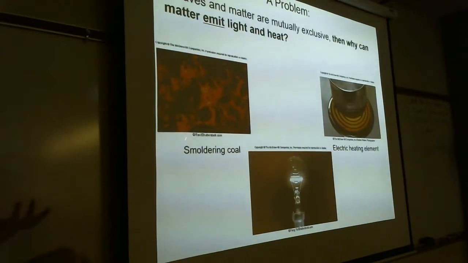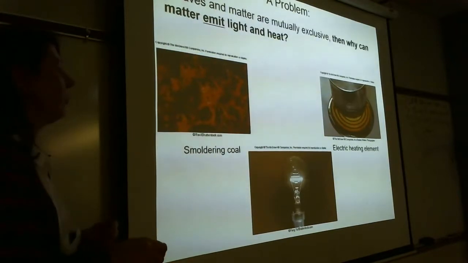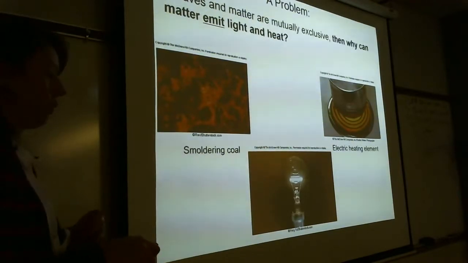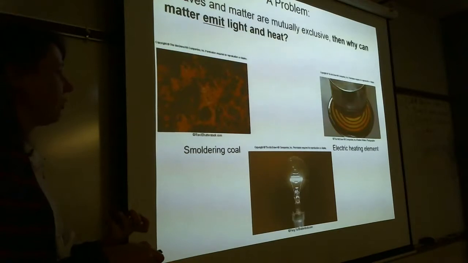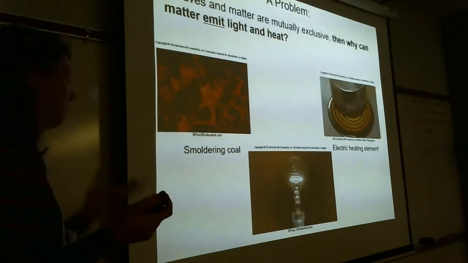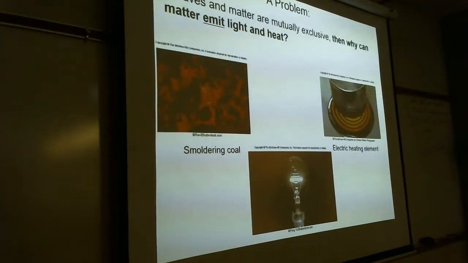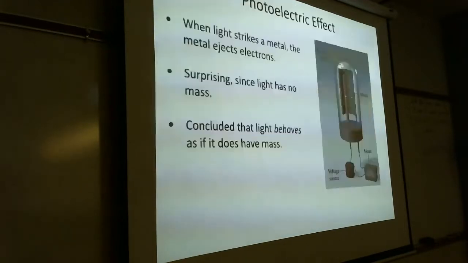Because if we just look around, how can matter emit light? Just go home tonight, if you have a stove with coils, turn it on, watch it get red, right? Or you turn on a light. Oh, okay, there's light coming out. Well, something's going on here, right? There is a relationship between matter and energy. So if our model doesn't match reality, we need to rethink our model, right?